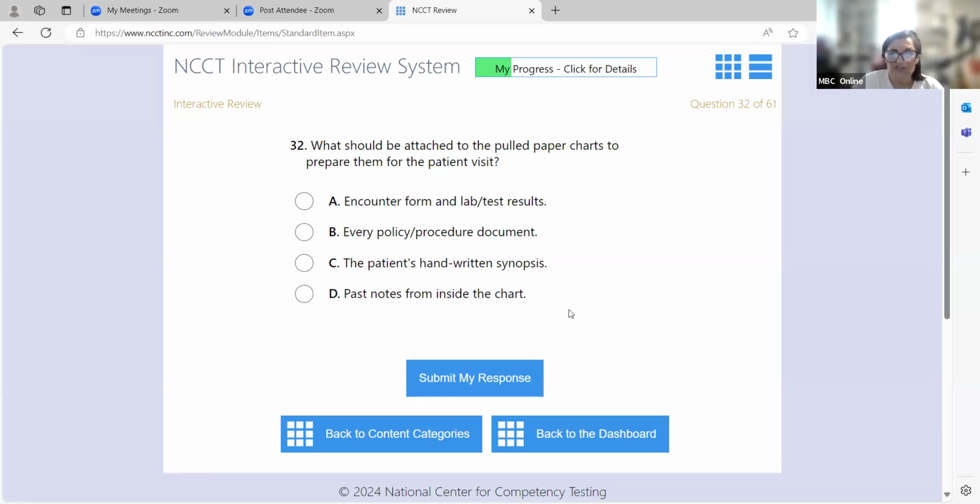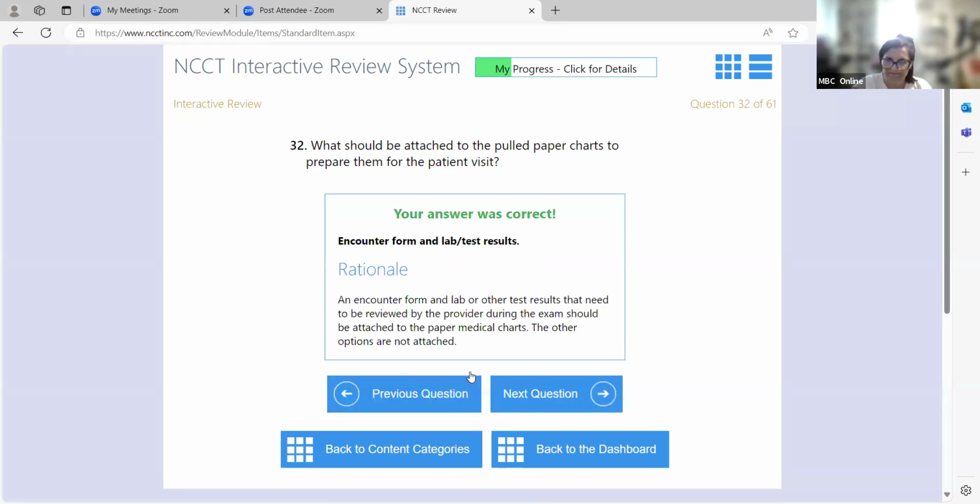Policy and procedure documents don't make anybody prepared for the visit. That's just what the patient signs, and you keep those in the chart. But the encounter form lets the physician know what they're there for. And if they've had any lab or test results, that's right there so that they can be looked at right when they get in to see the patient. So that's why you would pick the encounter form and lab test results.